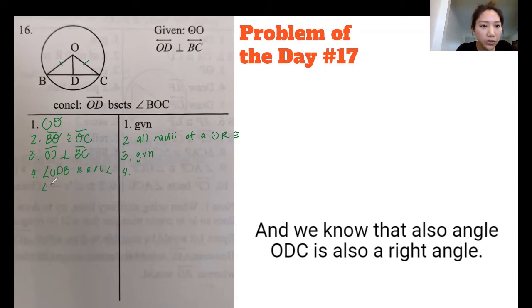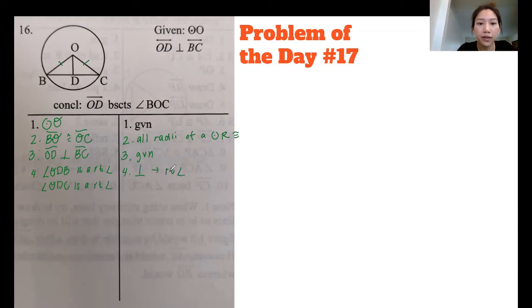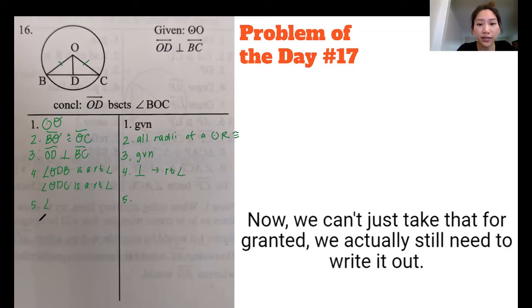And we know that angle ODC is also a right angle. And the reason for that is perpendicular lines form or imply right angles. Okay, so that means that in part 5, we know that they're going to be congruent because they're both right angles. Now we can't just take that for granted.